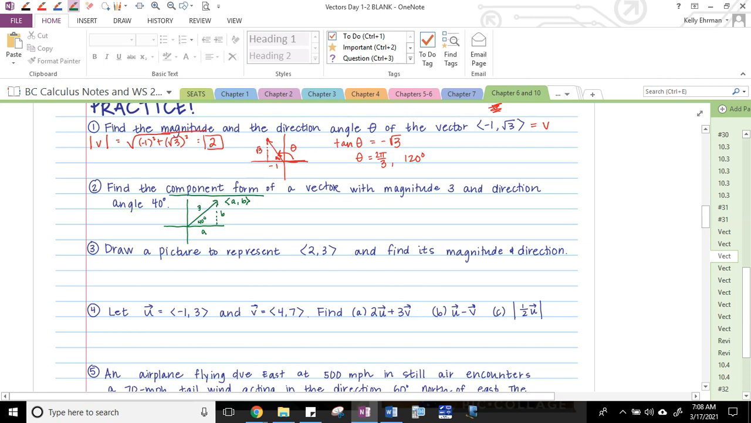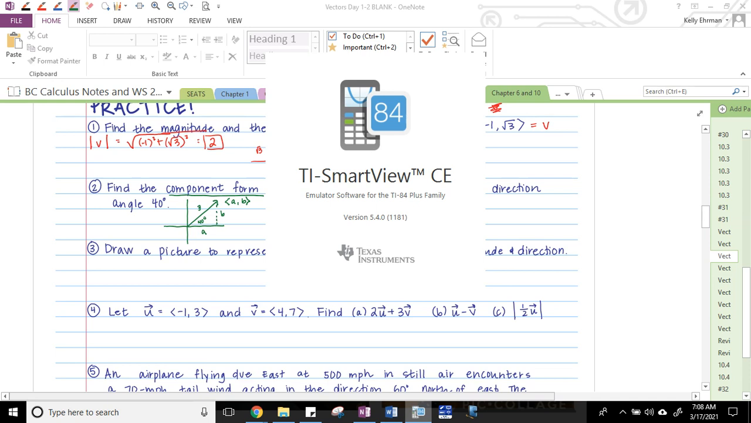So I can use sine and cosine for that, right? To find A, I could say cosine of 40 degrees is equal to A over 3. So A is whatever 3 cosine of 40 degrees is. And sine of 40 degrees will equal B over 3. So we can solve that for B. And so component form will give me, I gotta switch to degree mode. Oh, I don't have my calculator out. Once I get my calculator out, I'm gonna switch to degree mode and type those in to approximate.